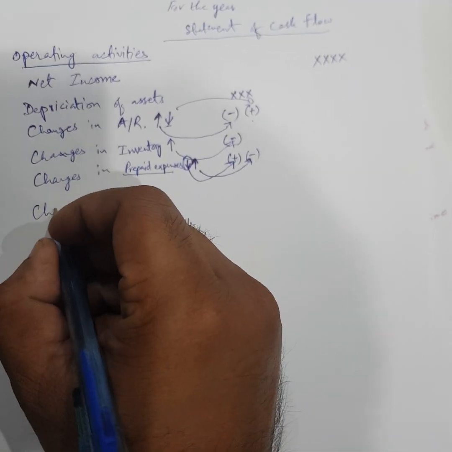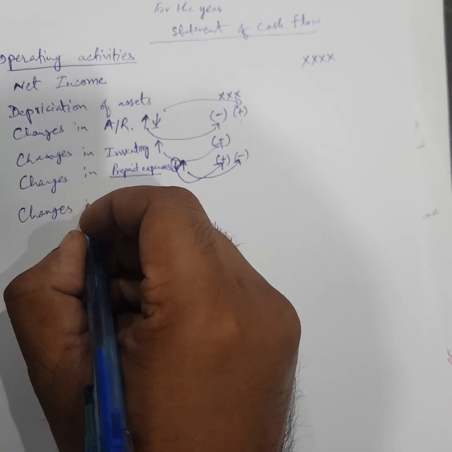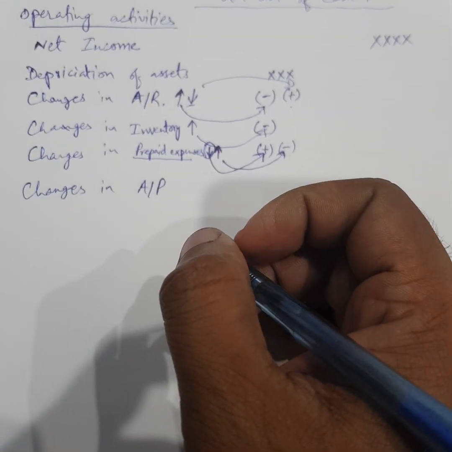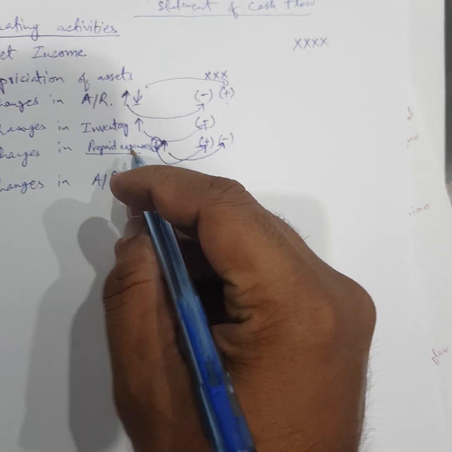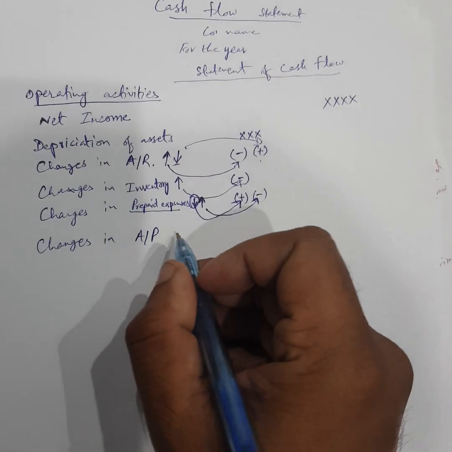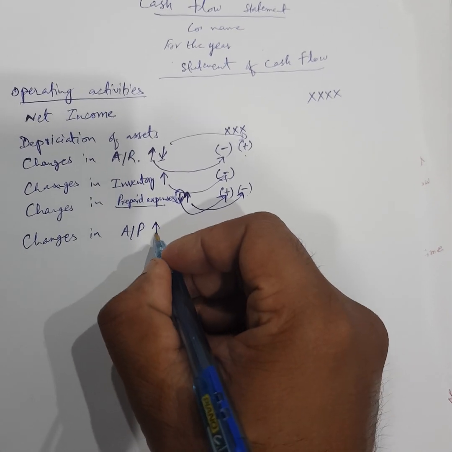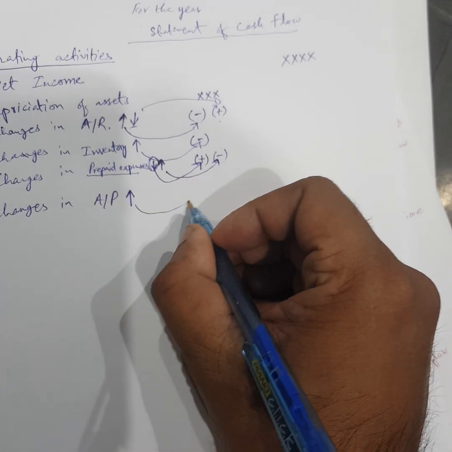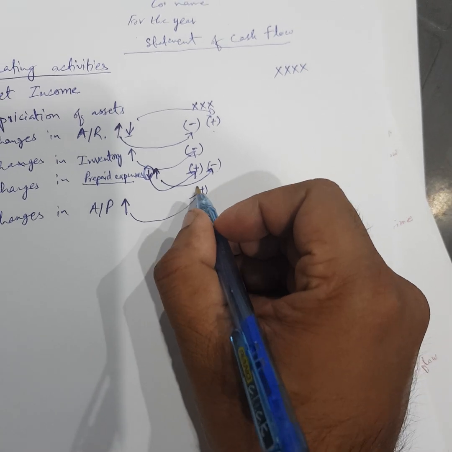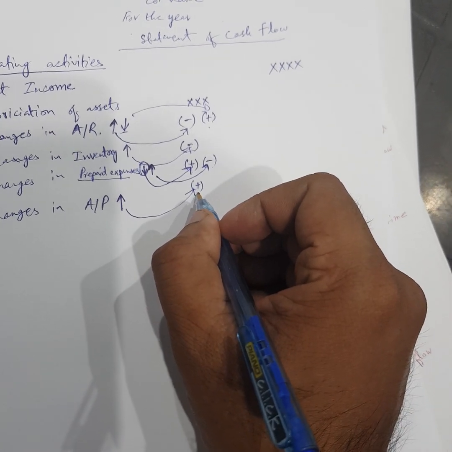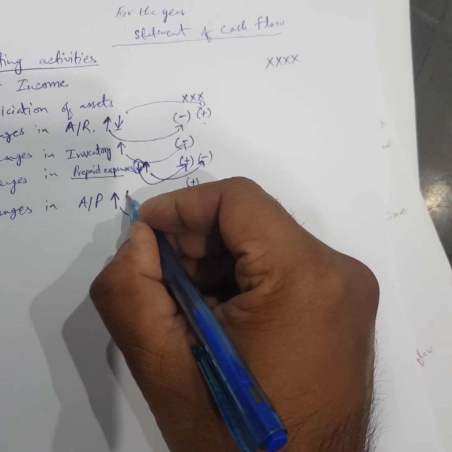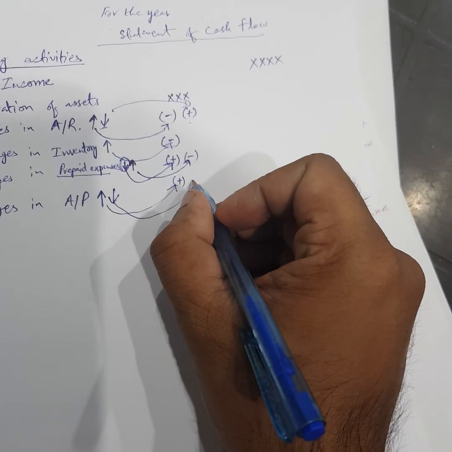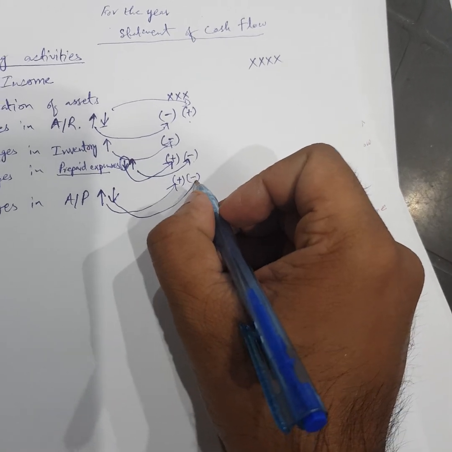Then comes the concept of changes in account payable. Again the same. If our account payable is increasing, our cash flow will be an inflow. Whenever our account payable is decreasing, it means we are paying the money. Our cash goes out, it becomes a cash outflow.